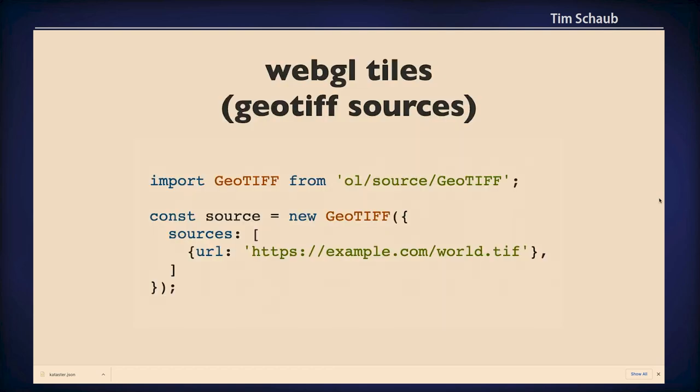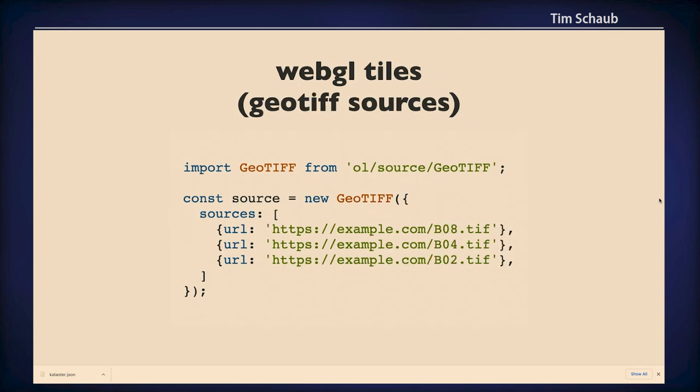All right, so last year we introduced WebGL tile rendering and talked about the GeoTIFF sources. There have been a number of enhancements in recent releases, so I want to go over those. By means of review, the GeoTIFF source lets you point to a single, let's say multi-band GeoTIFF, or you can point to multiple single-band GeoTIFFs and render them together in a single layer.